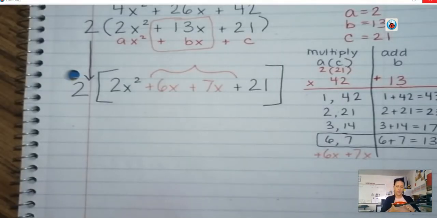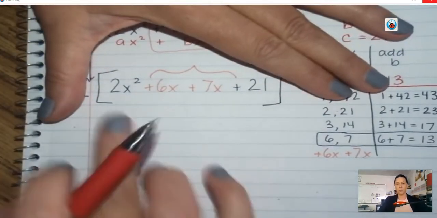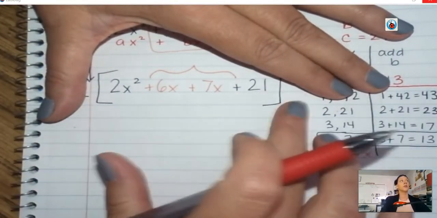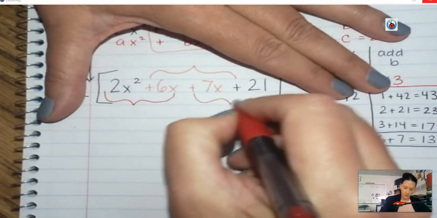Okay, now this is where people get a little tripped up. So ignore the 2 in front right now. We're going to work with these 4 terms, and you're going to group them into 2. So you're going to group the first 2 and then group the second 2.